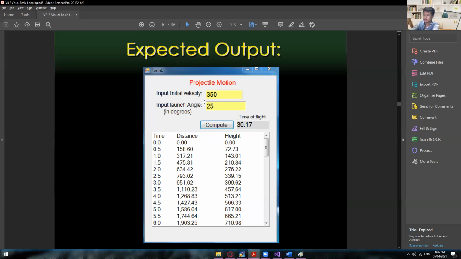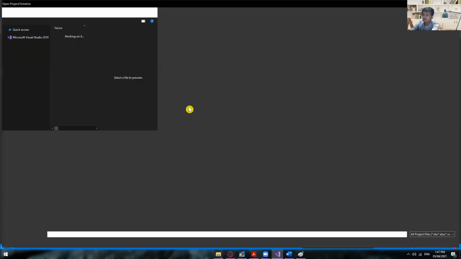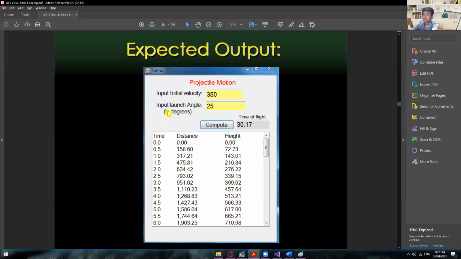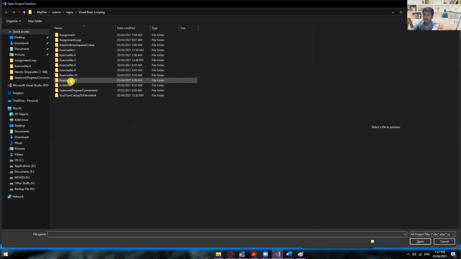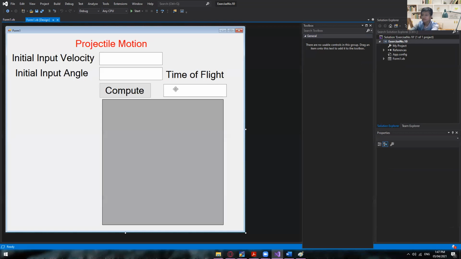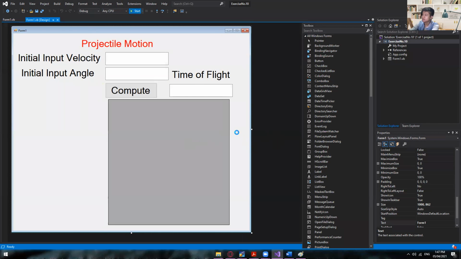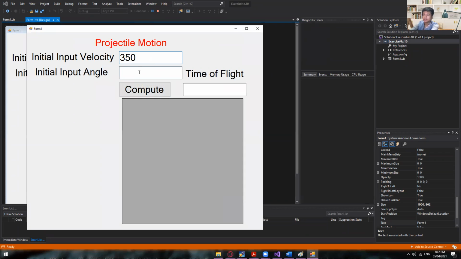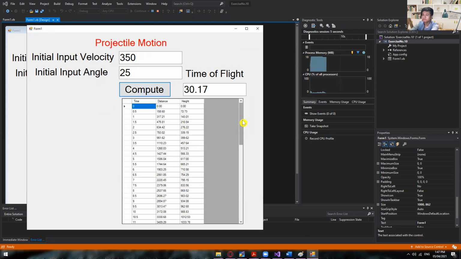And here's the expected output. We have the initial input, initial velocity at 350 and an angle of 25 degrees. I have already created this one, exercise number 10. So let me just show you the result for now: 350 and 25 degrees in angle. Initial time is 0, so of course 0 in distance and 0 in height.